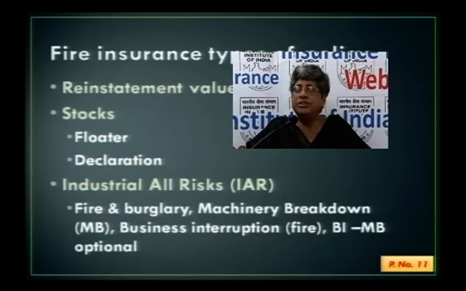Then there could be business interruption because of fire, that is an impact on the business expenses and profits of the company because of a fire. So business interruption for fire, and an optional cover of business interruption for machinery breakdown. So the only optional cover is for machinery breakdown. Otherwise, fire for all the properties, machinery breakdown, as well as electronic equipments and fire business interruption is covered.